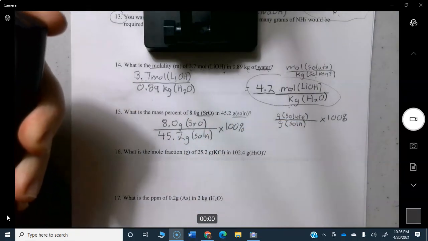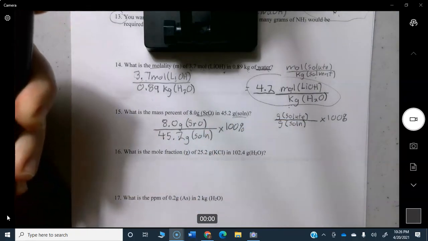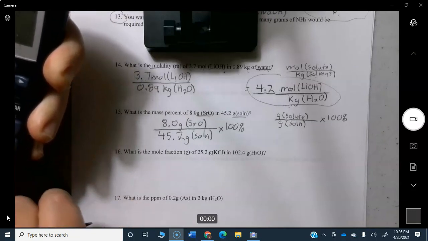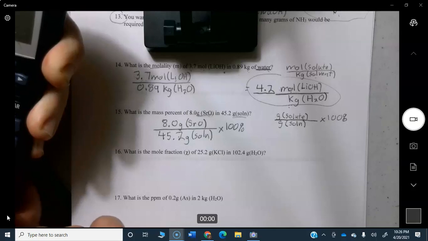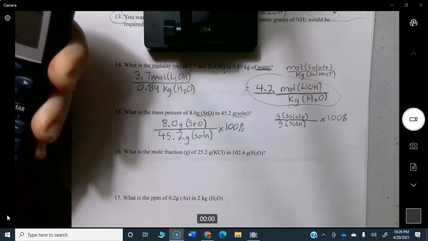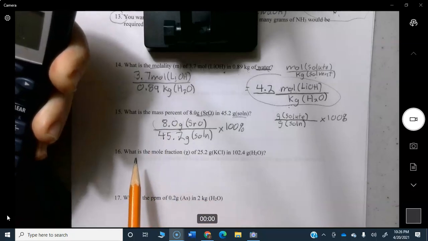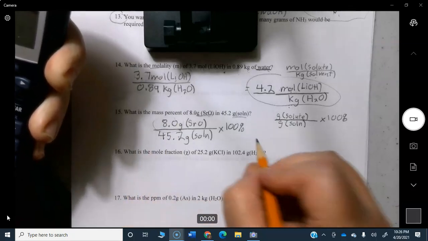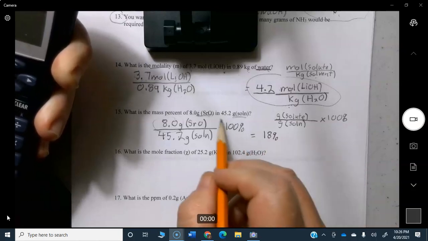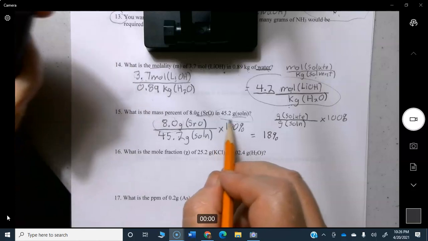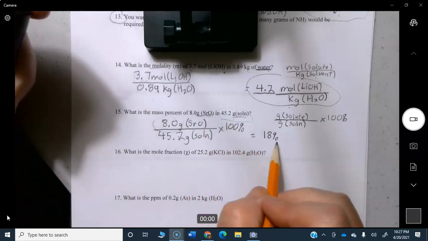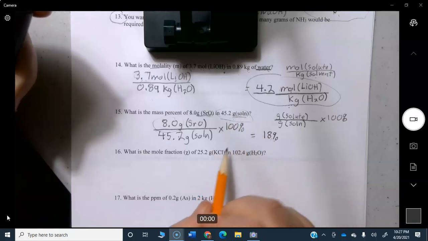So 8 divided by 45.2 equals 0.176. Now I'm going to multiply that by 100. And I get 17.69. Two significant figures right there, so we'll just call it 18%. So of this solution, the entire solution is 45.2 grams. Of that, the strontium oxide is 18% of the total solution.